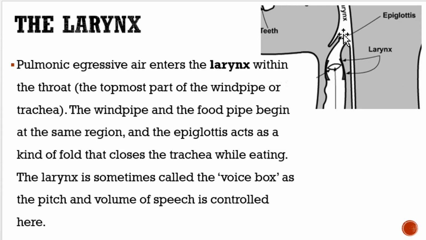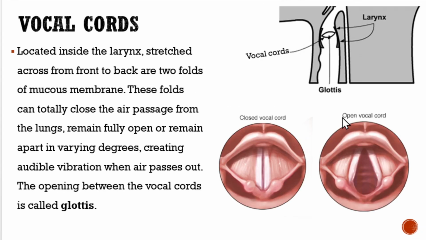As we said, it begins here. This is the food pipe, this is the windpipe, and the epiglottis acts as a kind of fold that closes the trachea while we eat. The larynx, this chamber here, is sometimes called the voice box, as the pitch and volume of speech is controlled here. This is a very important part in our speech mechanism. We saw the lungs and air comes out, and now we are in the larynx. And let's see what happens within the larynx.